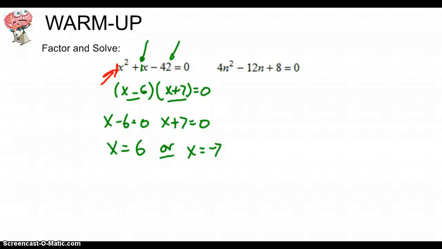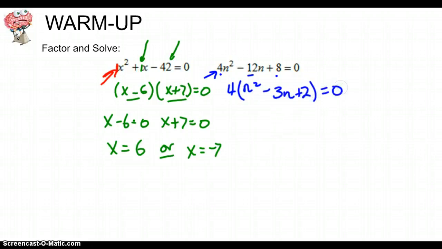For the next one, it looks a little trickier because the leading coefficient isn't 1. So how do we factor that? Well, remember, we can always take out a greatest common factor. So it looks like there's a factor of 4 in all three terms. So let's factor that out. So we have 4, and what's left is n squared minus 3n plus 2, and again that equals 0.